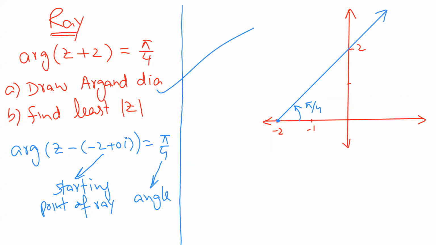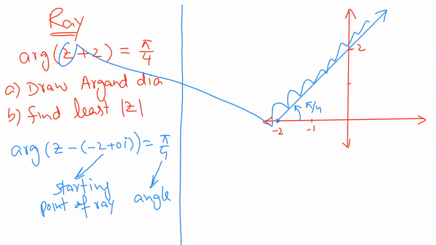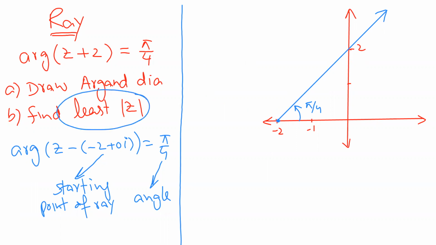Now he asks, what does this z represent? This z represents a million, trillion points that lie on the ray. Which point is the least distance? Common sense: the modulus is the distance starting from the origin. Is this point closest? No. Is this point closest? Not at all. And this? No. We have to draw a perpendicular, and that is this point.